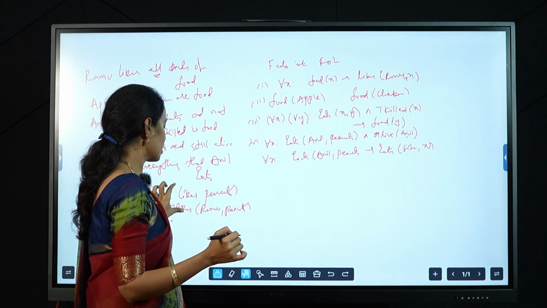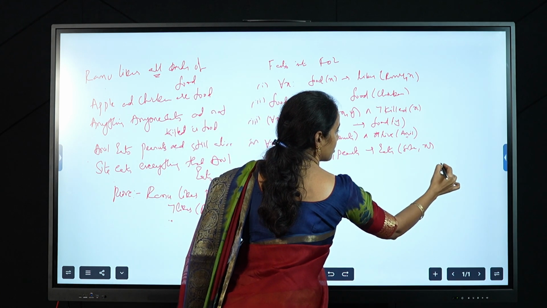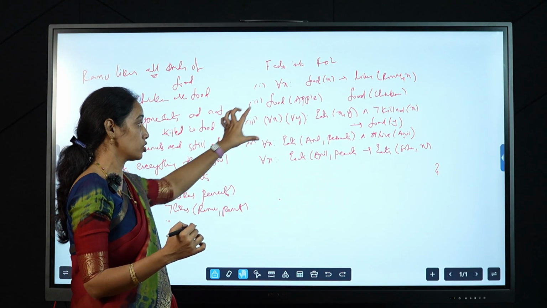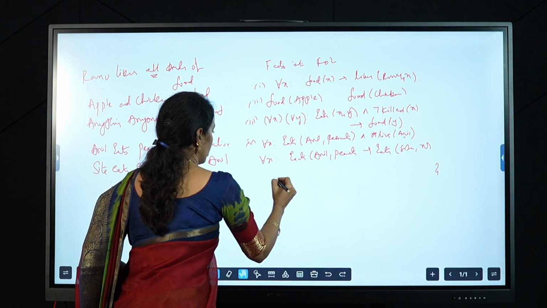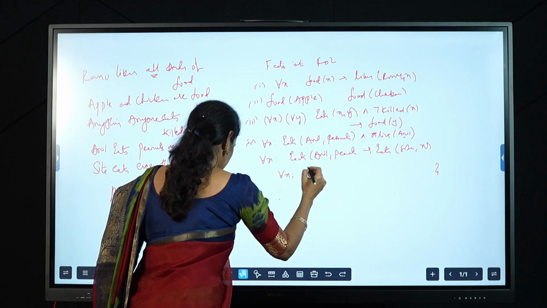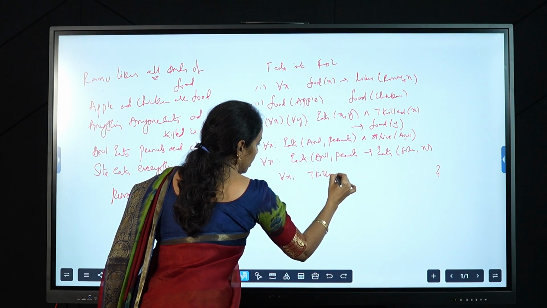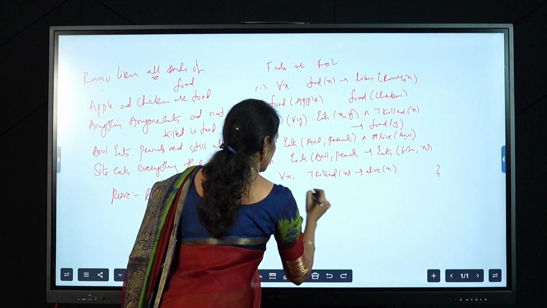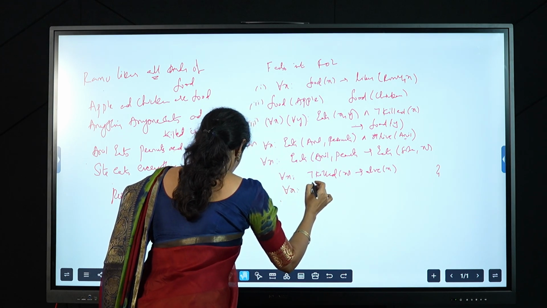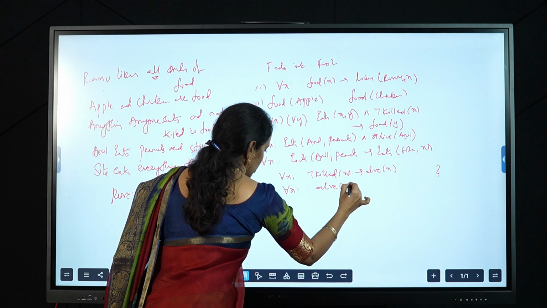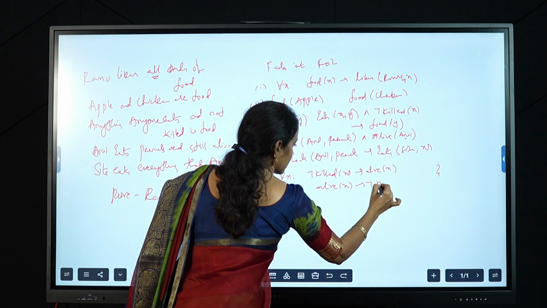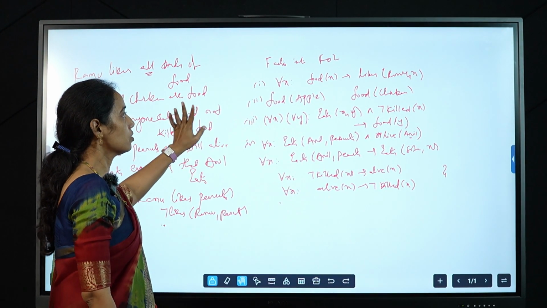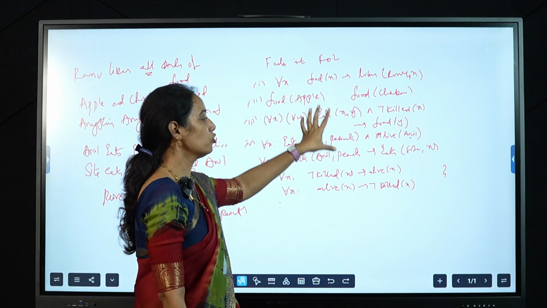To prove this particular conclusion, we actually need some additional predicates. I'm writing 2 more predicates so that we can derive this conclusion from this set of facts. That is negation killed(X) implies alive(X), and for all X, alive(X) given negation killed(X). So this is how we are going to convert the given facts into first order logic.